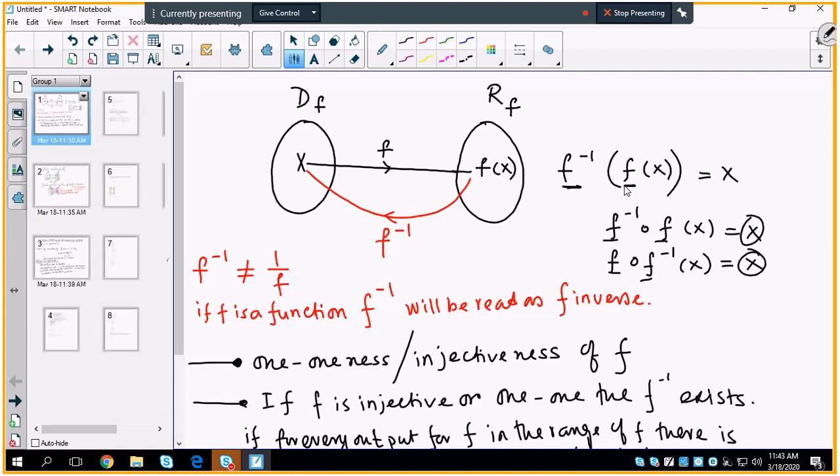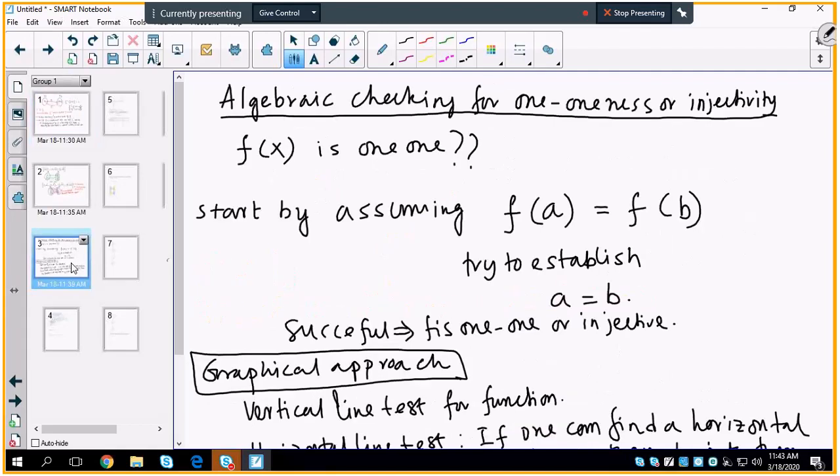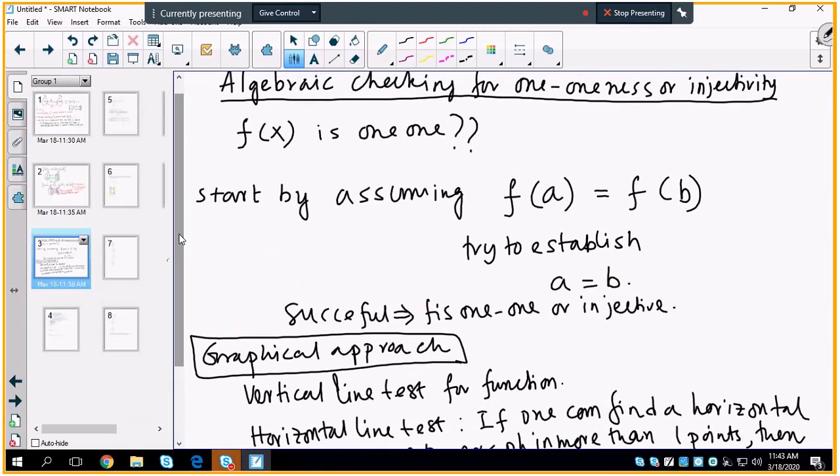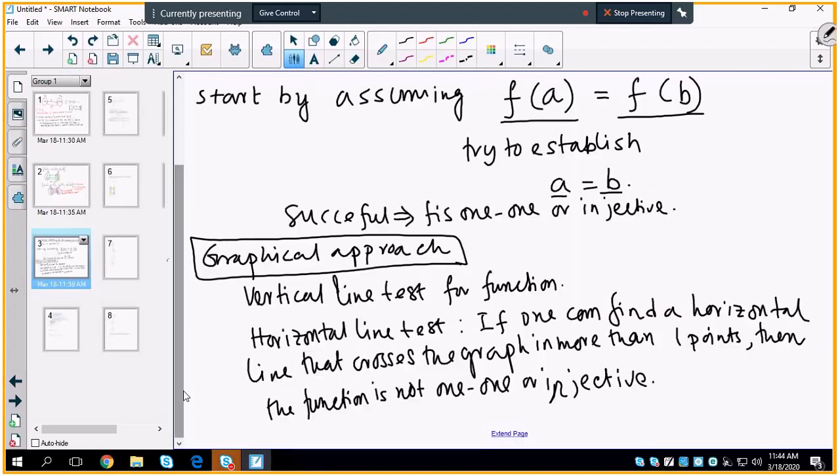How do I check whether the function is 1-1 or not? We just found out that there are two different approaches in order to understand whether the functions are 1-1 or not. Given the algebraic form, start by saying f at input A is equal to f at input B. If you can establish that A is equal to B, then you are injective. If you cannot, you are not injective. Graphically, if you can find a horizontal line that crosses the graph of the function in more than 1 point, then the function is not 1-to-1 or injective. If a function is injective, then it has an inverse.